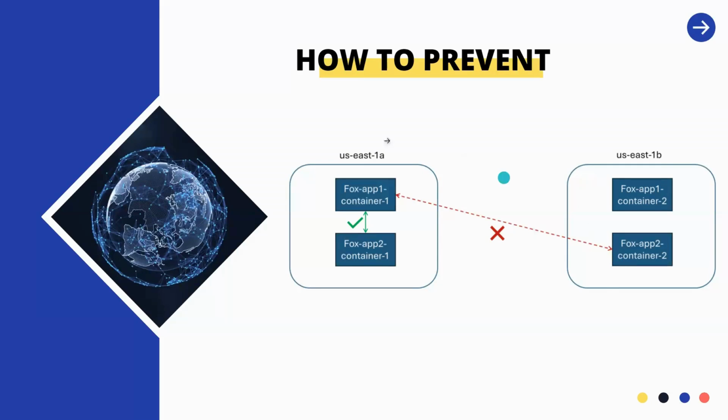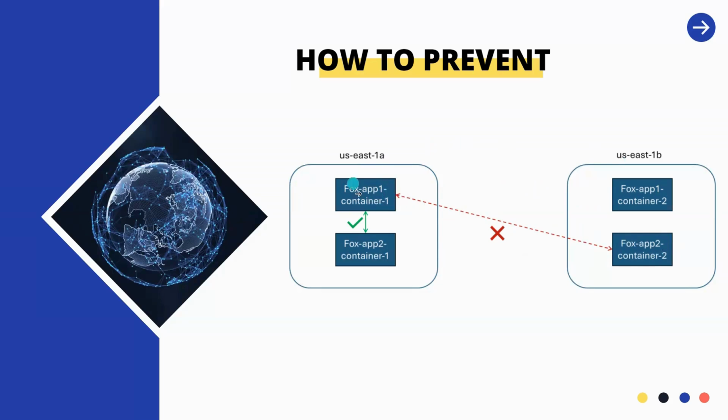So let's assume we have two zones: US East 1A and US East 1B. And we have two applications, or the deployment contains two parts. The deployment names are Fox App 1 and Fox App 2. Fox App 1 has two containers, container 1 and container 2. Fox App 2 has two containers again.